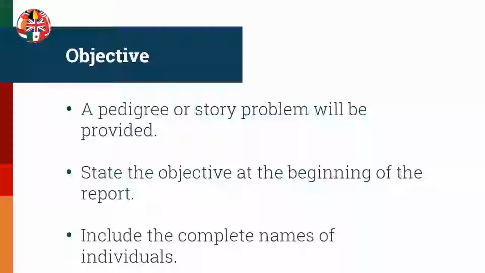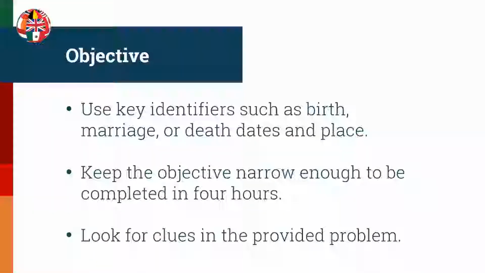You're going to have a pedigree or a story problem provided, and you'll need to state the objective at the beginning of your report. You'll want to include the complete names of individuals that are given in the story problem. And you'll want to make sure you're using all the key identifiers, such as the birth, marriage, or death dates and places. Keep the objective narrow enough to be completed in 4 hours.